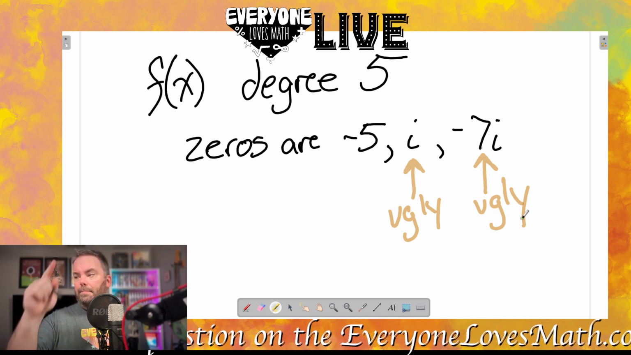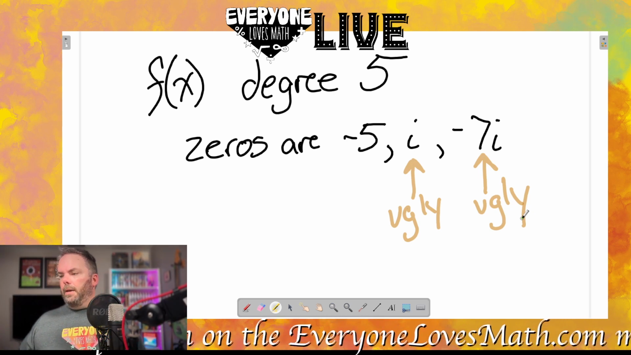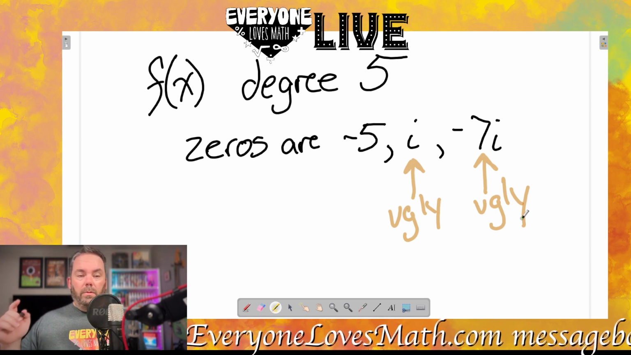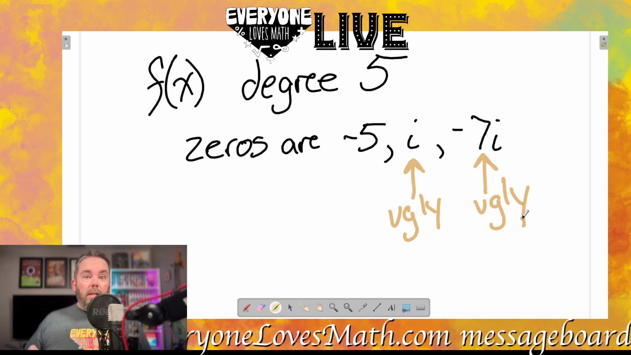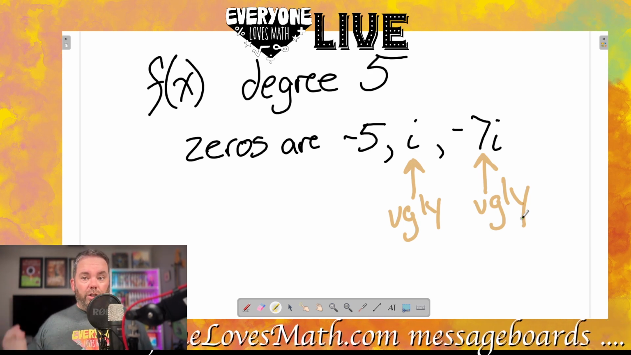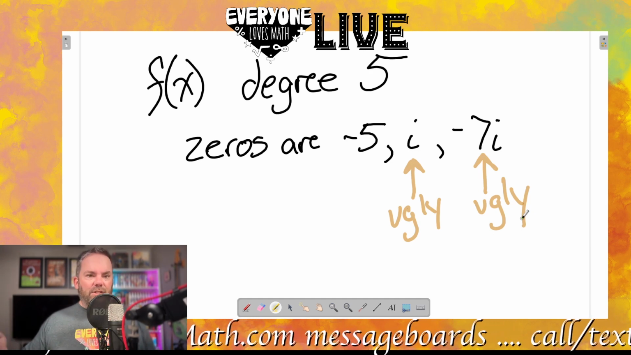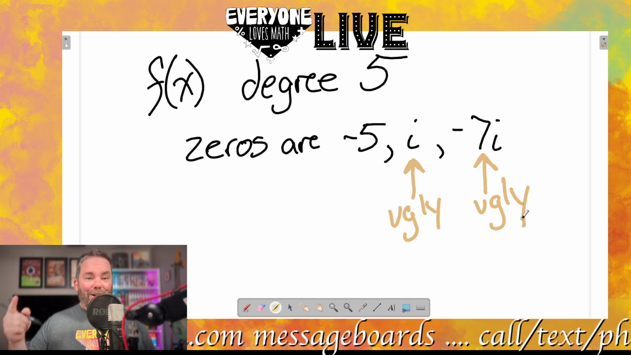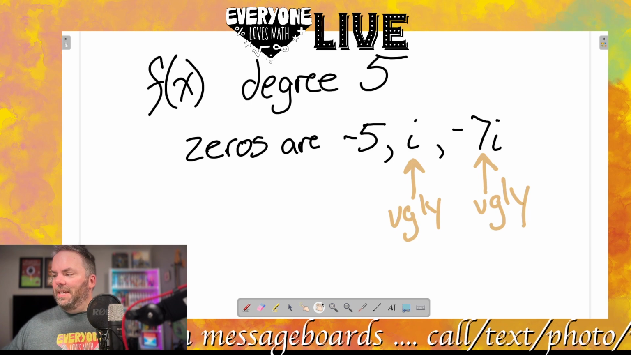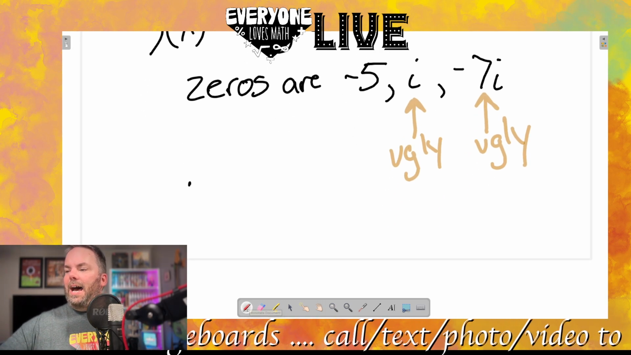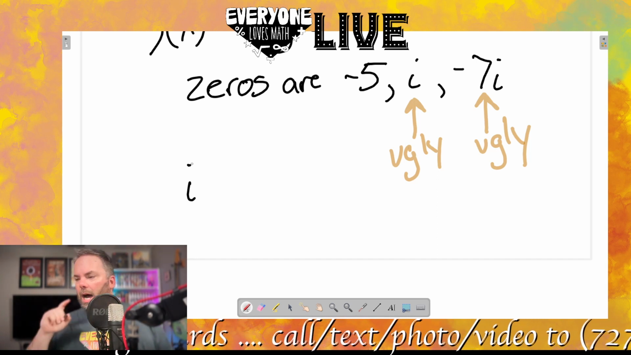You imaginary number. Okay, so we have 2 ugly zeros, but what did we just say? Ugly zeros always show up in conjugate pairs. The problem is that these don't look like the other conjugate problems we did. So here's how we've got to write it. So what do we got? We got i. So i is a 0.